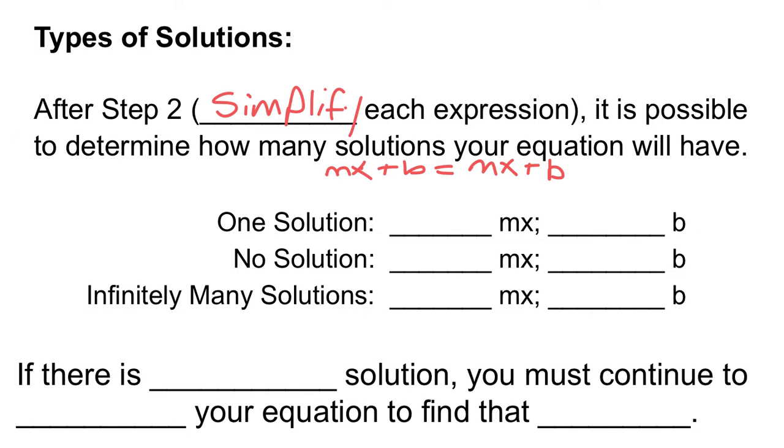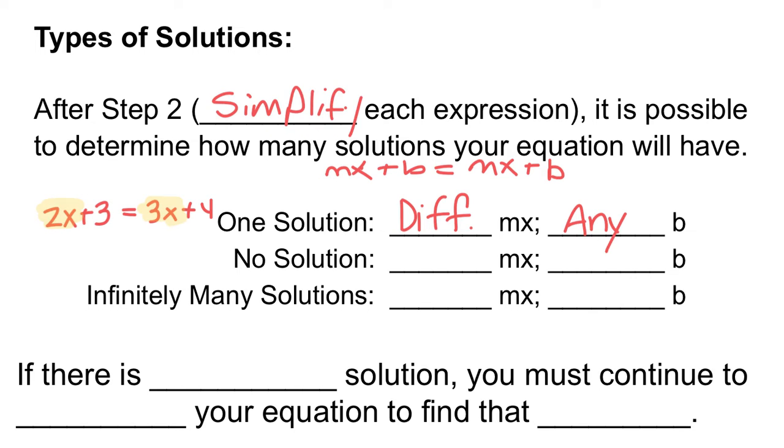So you'll know that there's going to be a solution. There'll be one solution to an equation if your mx is different on both sides, and your b can be anything. If the x's are different, then you know that there's a solution and you can continue to solve it. What that looks like is an equation like 2x plus 3 equals 3x plus 4. As long as the x parts are different, so the 2x and the 3x are different, then you automatically know that there's one solution.